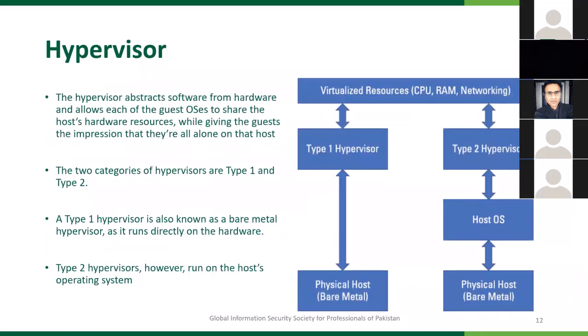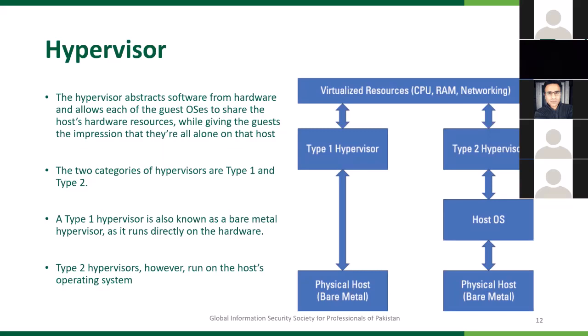All right, so this is another very important topic. You will get questions on different types of hypervisors. So what are the different hypervisors? A hypervisor is your drawing room where you put your guests in. A hypervisor abstracts software from hardware and allows each guest OS to share host hardware resources, while giving each guest the impression that it is alone on that host. Now, there are two categories of hypervisors, type 1 and type 2. Type 1 hypervisors do not require a host OS. They run on bare metal.